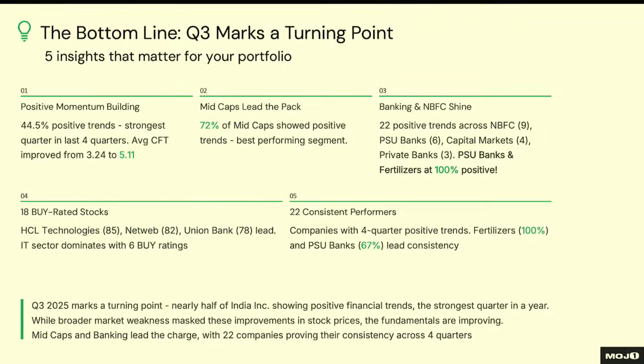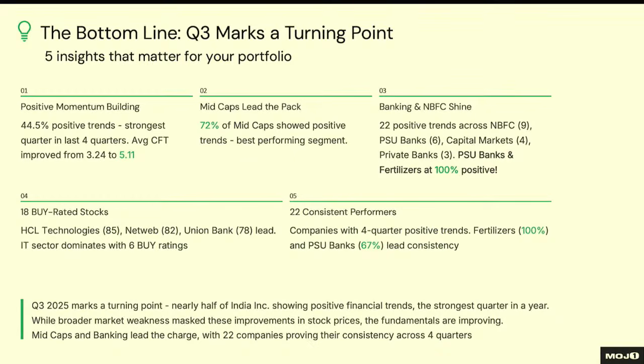So let's look at the bottom line so far. The quarter three results are giving us, which is the December results that we are seeing in progress right now, 44% have declared positive. Average CFT score has gone up from 3.24 to 5.11 this quarter so far. 72% of the mid caps are showing positive trends. That is the best performing market cap right now.